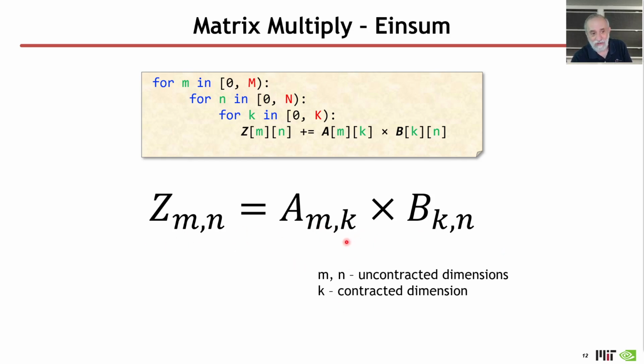K, on the other hand, appears in the input side, but doesn't appear in the output.